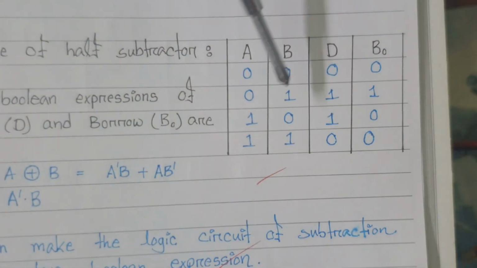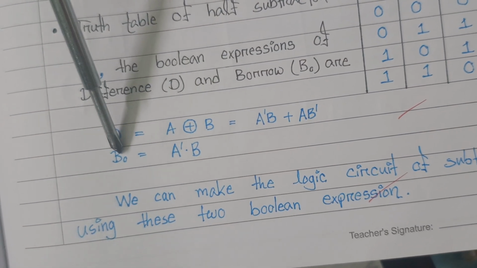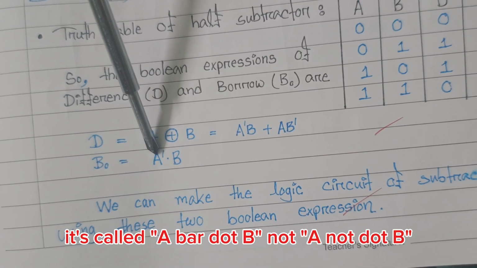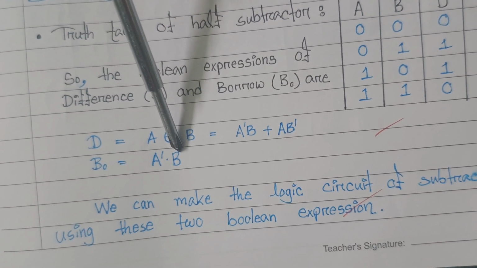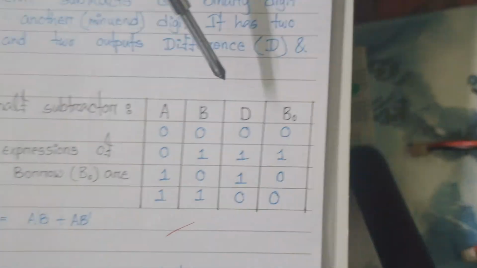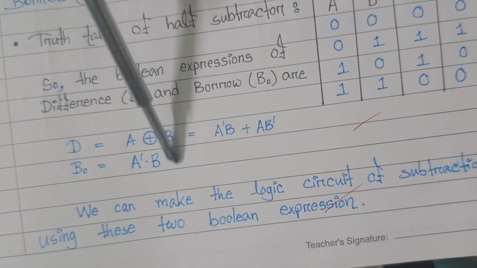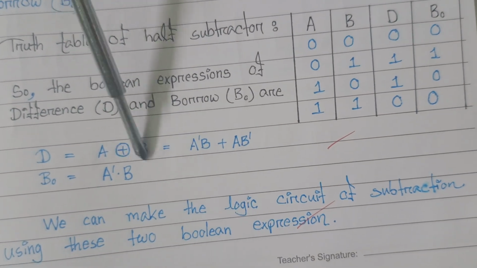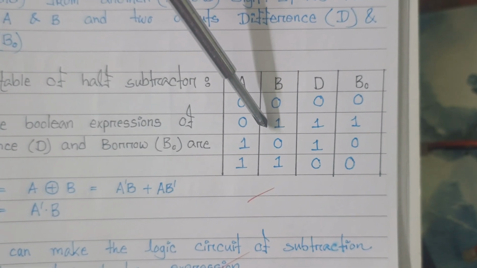To get this truth table's behavior, the boolean expression for the borrow out looks like this: A naught dot B. If A is 0, A naught is 1, and if B is 0, then 1 dot 0 is 0. In the first row of the truth table, A and B are both 0. If B is 0, no matter what A is, the expression will give 0 because it is an AND operation. So these two conditions where B is 0 are eliminated, and these two where B is 1 are left.